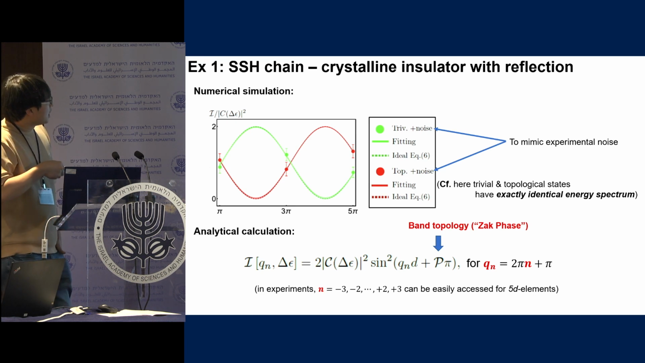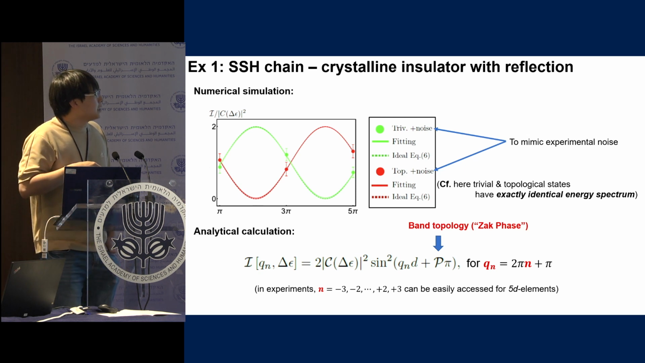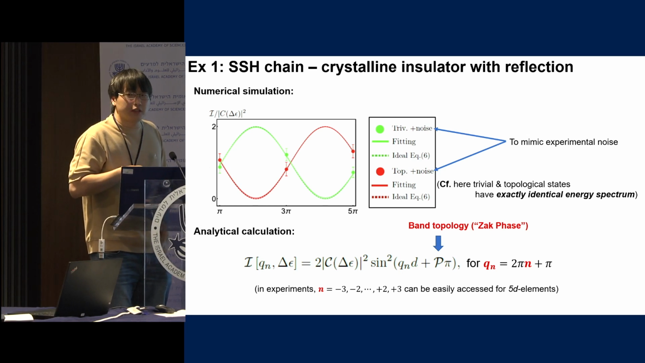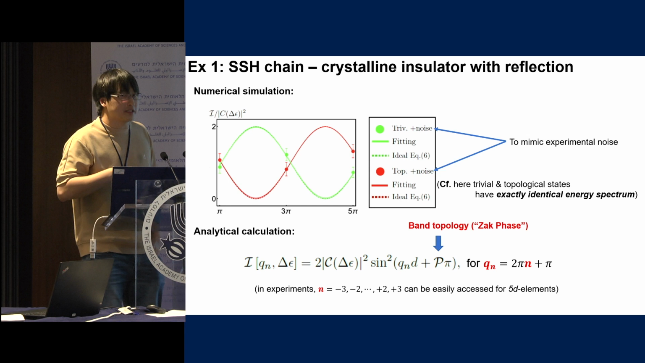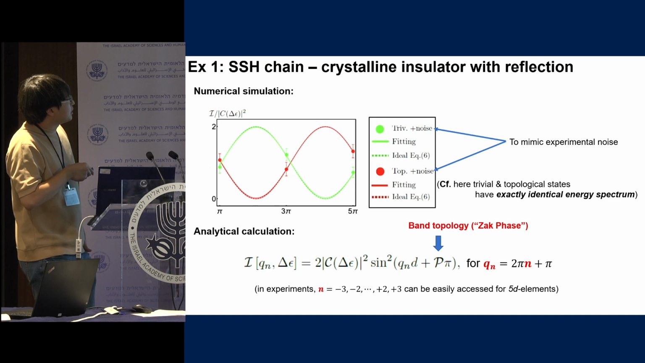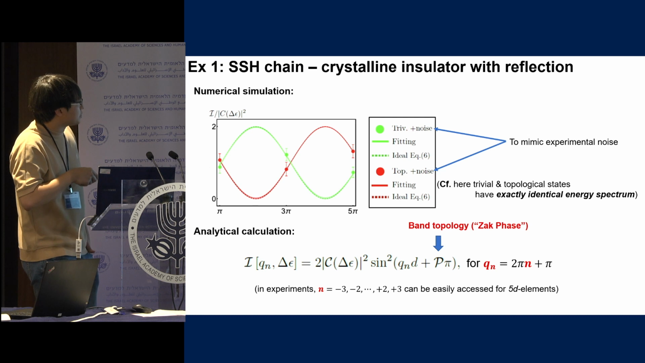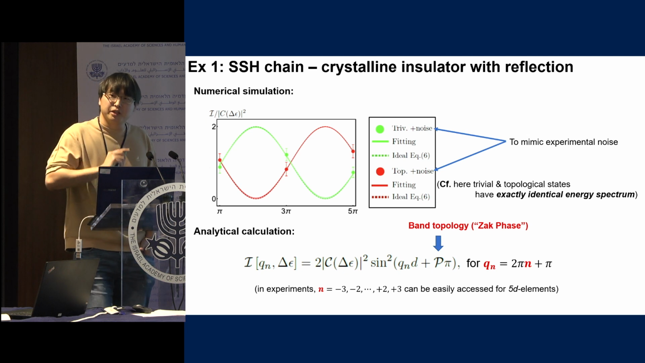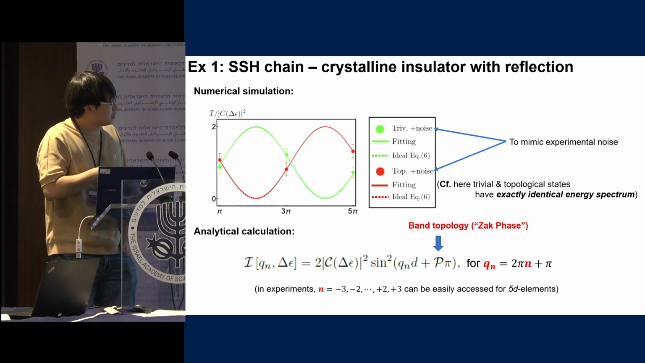Actually, if you do the simulation, this is the result you get. The green one is the RIXS intensity of the trivial states, and the red one is the RIXS intensity of the topological states. I chose the parameters intentionally so that the trivial and topological states have exactly identical energy spectra. But if I calculate the intensity, the green and red oscillate differently in momentum space. The x-axis is momentum and the y-axis is intensity. So from the scattering experiment, you can directly detect the band topology.